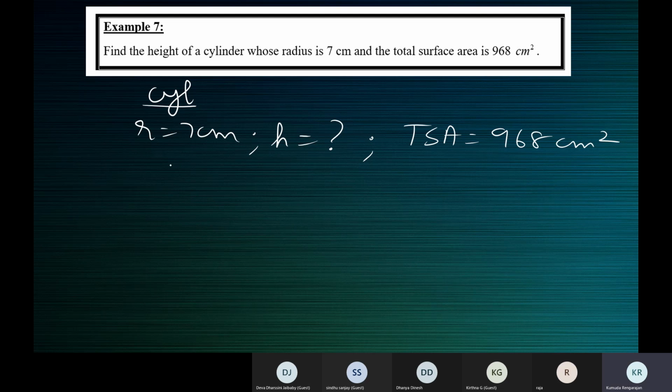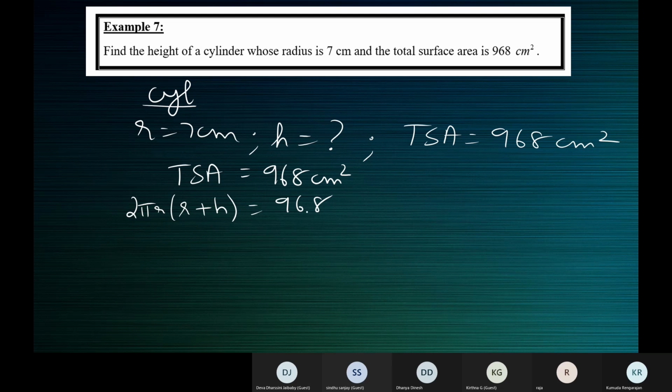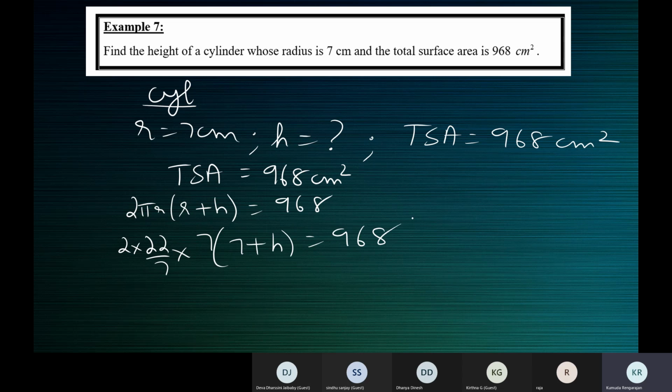So we work like this, with the help of the total surface area. The total surface area is equal to 968 centimeters square, which means 2 pi r into r plus h is equal to 968. 2 into 22 by 7 into r, the value of r is 7, into r plus h is equal to 968. Please solve this and tell me the value of h.